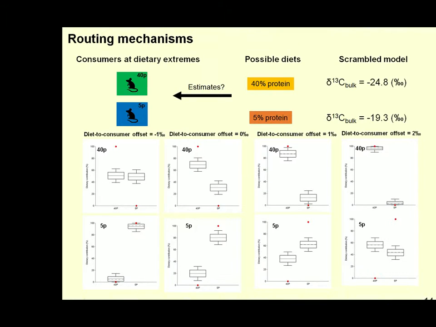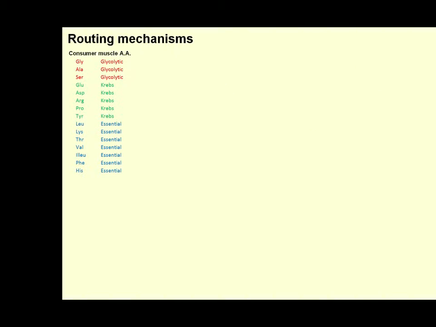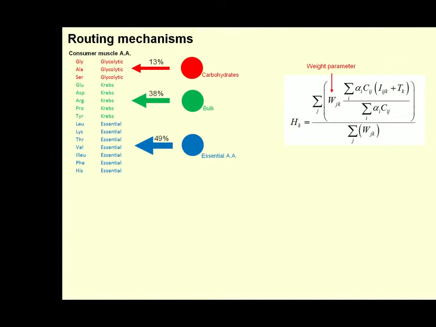Now, I don't have time to go into this, but actually we can divide the consumer tissues into groups of amino acids, each one originating from these food fractions: carbohydrates, bulk, and essential amino acids. And we know the weighted contributions coming from these fractions, something that we can incorporate into fruits. And if we do that, we also need to, of course, take into account the isotopic signals of these food fractions. And if we do that, then we get accurate estimates.